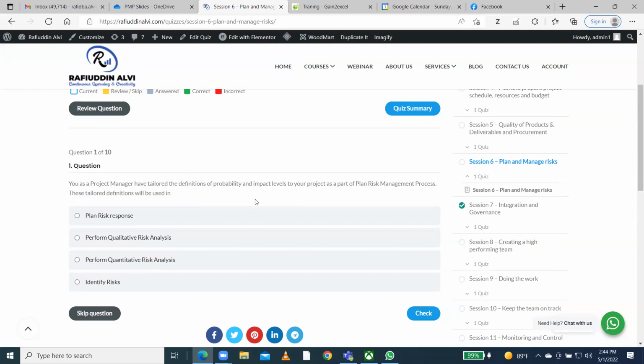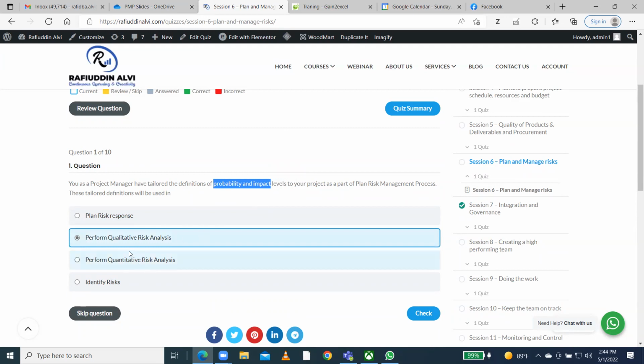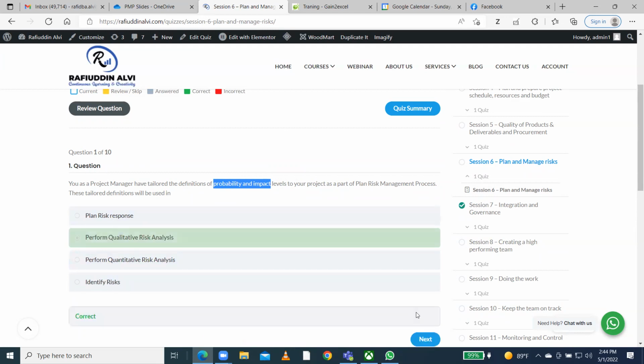So, perform quantitative analysis. Quantitative or qualitative? This you will do at which level? Probability and impact. Qualitative, I think. Don't get confused. Quantitative means we'll see the figures, how much cost impact there is, how much schedule impact there is, like that. Be careful with these two words. They are confusing. Probability and impact is always qualitative analysis.